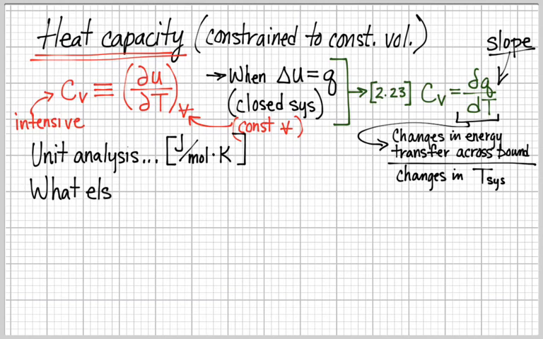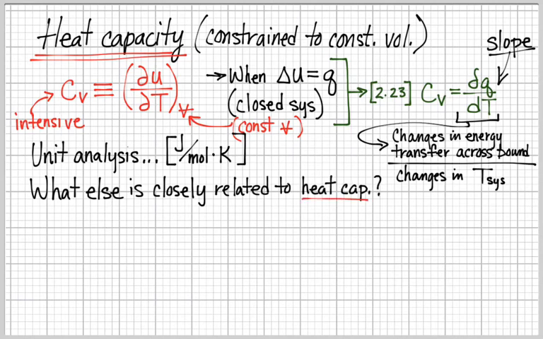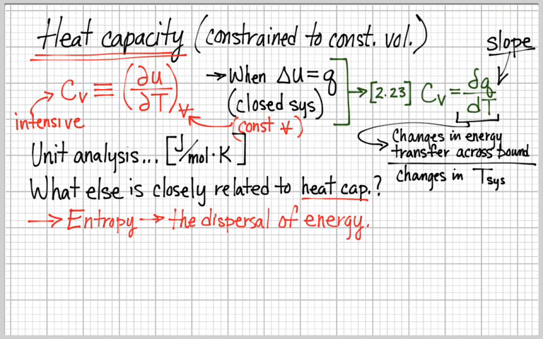The basic question here is what else out there in thermodynamics land is closely related in unit analysis to heat capacity? So what do we have out there that is joules per mole Kelvin? And what we find is that entropy has joules per Kelvin, or molar entropy is going to be joules per mole Kelvin. So entropy describes the dispersal of energy. Heat capacity must have something similar to do with the way that energy is dispersed in a system. And I just want you to keep that in mind as we move forward in the class.